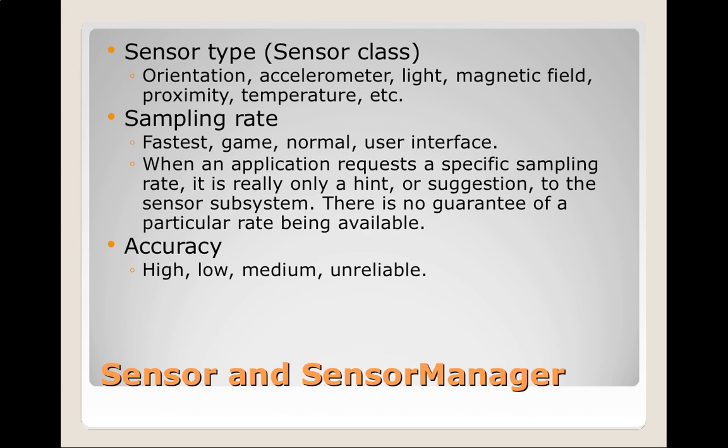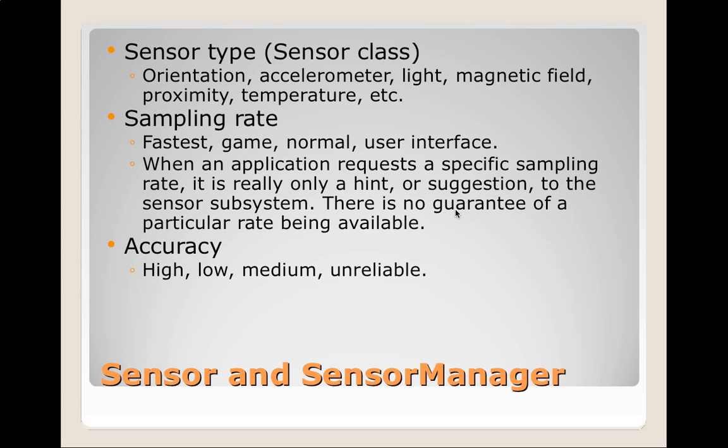We have the sampling rate, which is fastest, game, normal, user interface, which basically tells us when we are going to look at this. How fast are we going to poll the event? And you can change it, which saves battery life. When an application requests a specific sampling rate, it's really only a hint or suggestion to the sensor subsystem. There's no guarantee that a particular rate is going to be available.